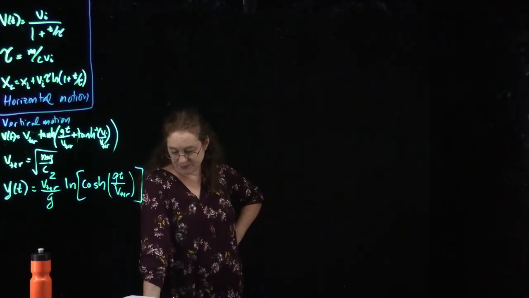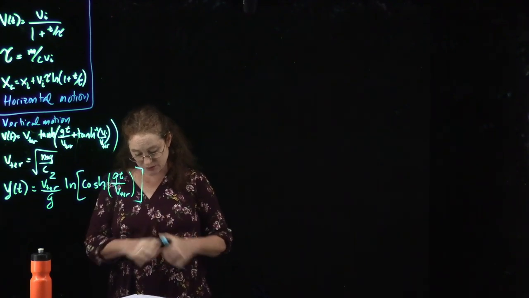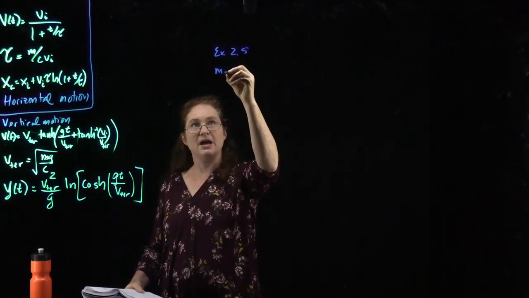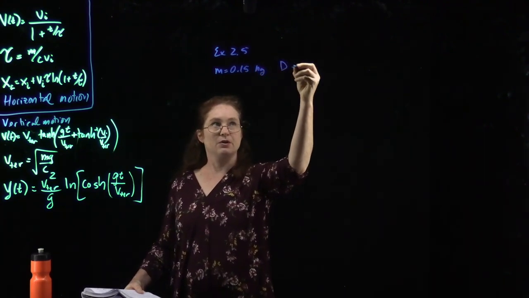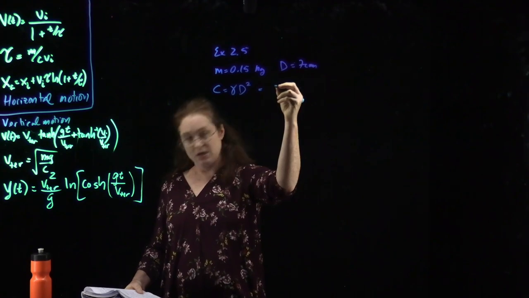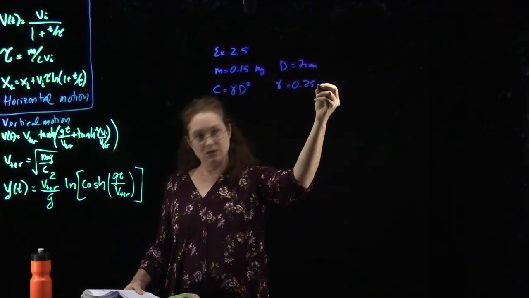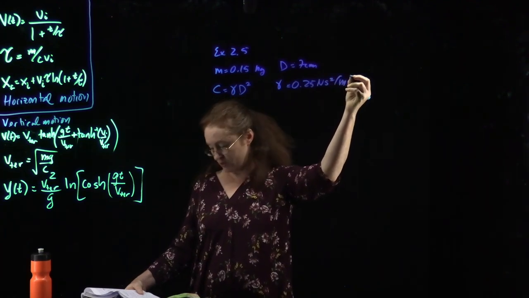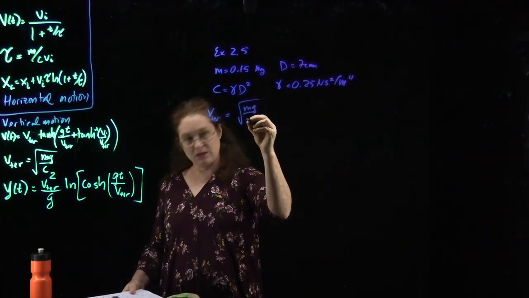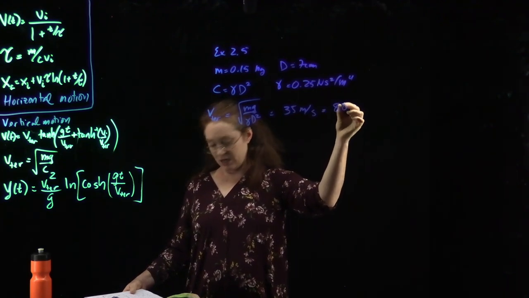Okay, so then we can take an example and look at example 2.5, the terminal speed of a baseball. So here we have a mass of 0.15 kilograms, a diameter of 7 centimeters, and c equals gamma times the diameter squared. And for air, gamma is 0.25 newton seconds squared per meters to the fourth. v_ter is equal to the square root of m g over gamma d squared, which works out to be 35 meters per second or 80 miles per hour.